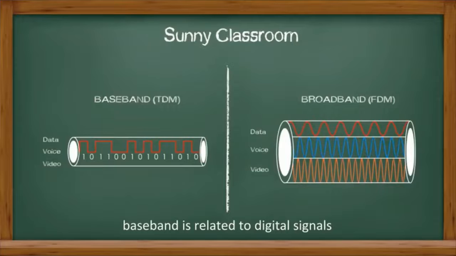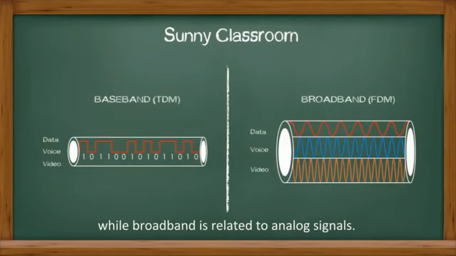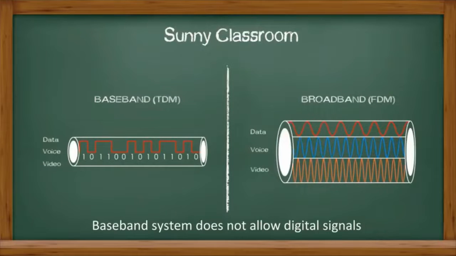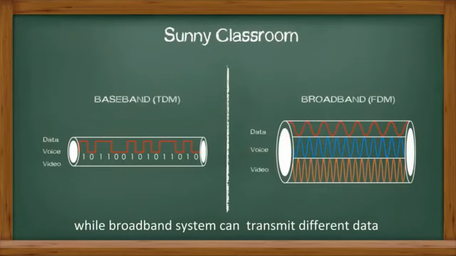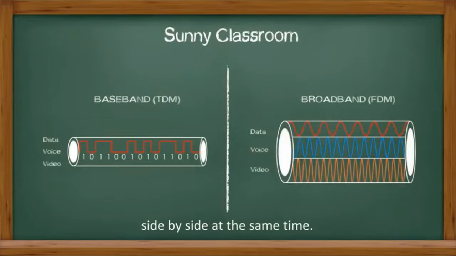In summary, baseband is related to digital signals while broadband is related to analog signals. A baseband system does not allow digital signals to share one media simultaneously, while a broadband system can transmit different data side by side at the same time.